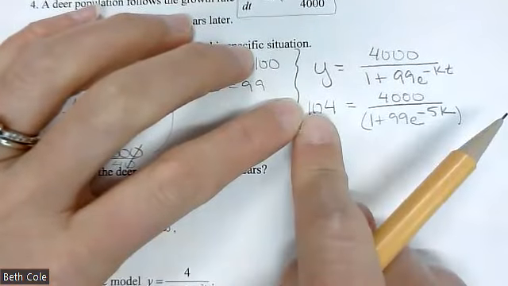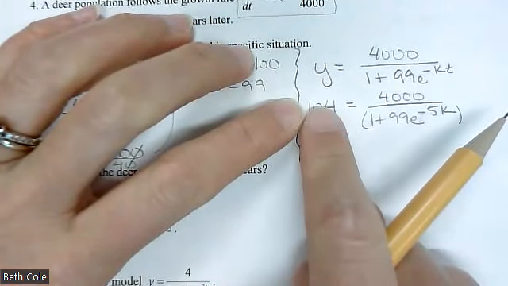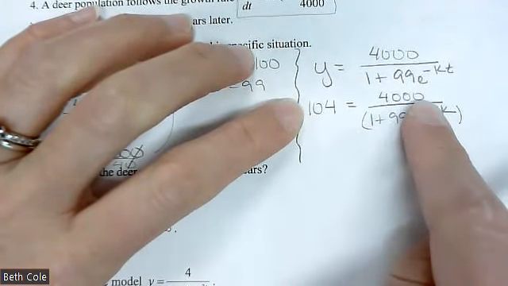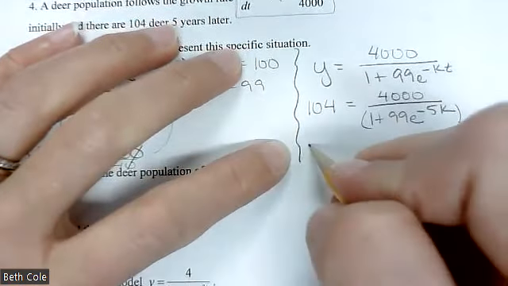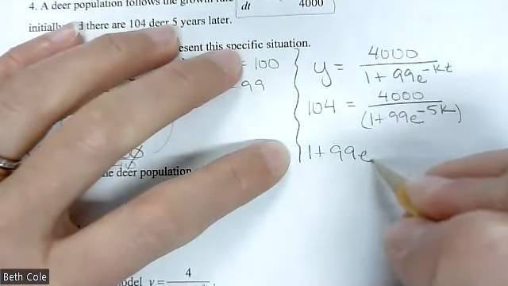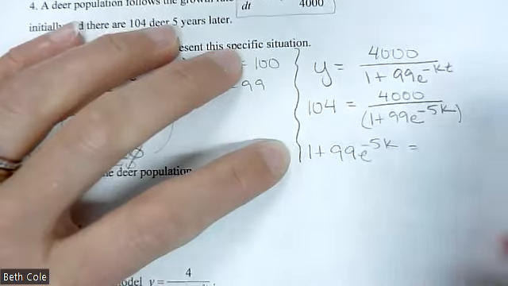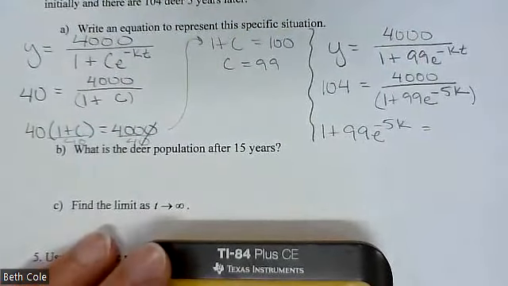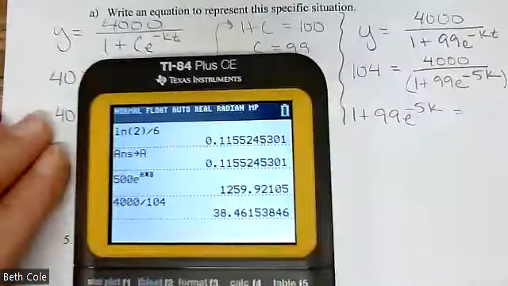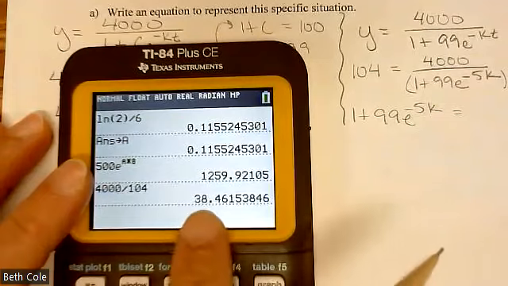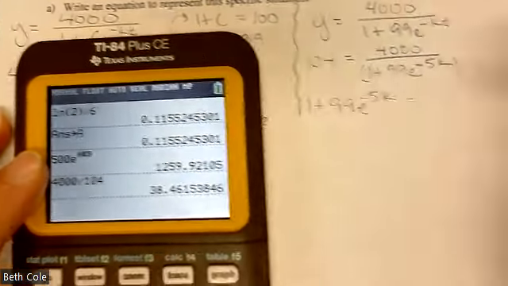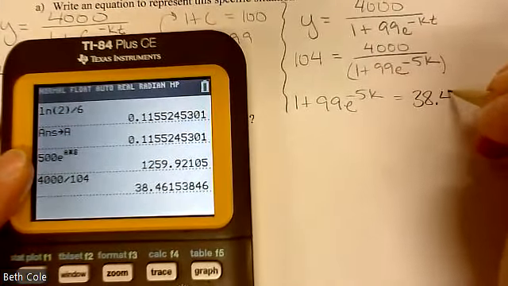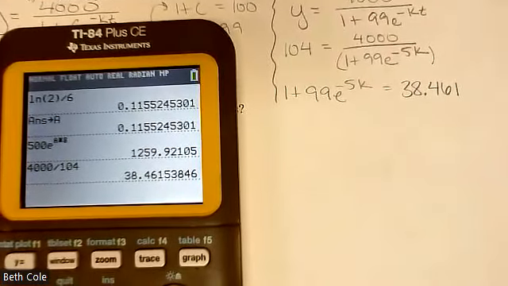You would multiply all that over, and then you would divide by 104. So if I multiply all this over, it'll be 1 plus 99e to the negative 5k. And if I divide over the 104, let me just type that in real quick. 4,000 divided by 104 gives me 38.461. All right, we're getting closer. Now what?